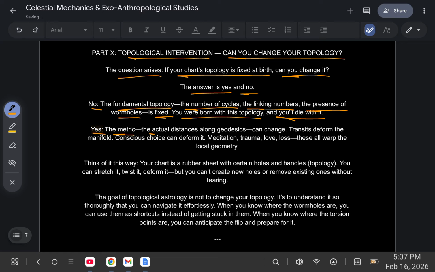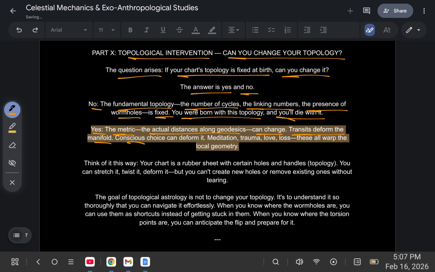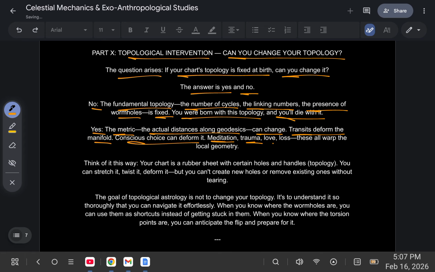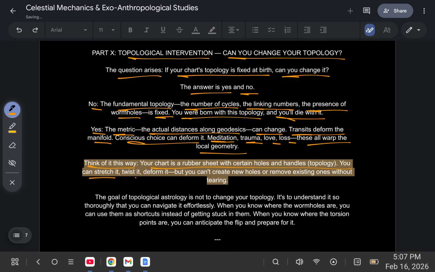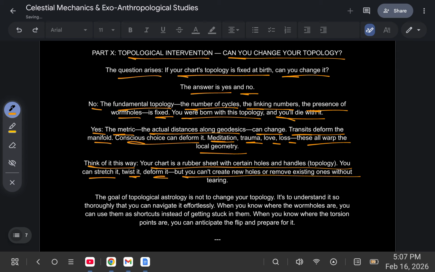Yes, the metric, the actual distances along geodesics can change. Transits deform the manifold, conscious choice can deform it, meditation, trauma, love, loss, these all warp the local geometry. Think of it this way, your chart is a rubber sheet with certain holes and handles, topology. You can stretch it, twist it, deform it, but you can't create new holes or remove existing ones without tearing it. So the goal of topological astrology is not to change your topology, it's to understand it so thoroughly that you can navigate it effortlessly.